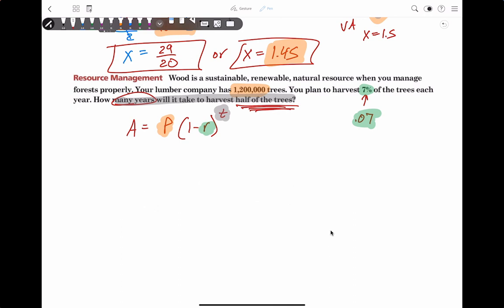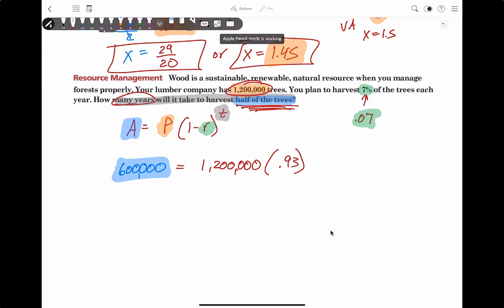So if we want to harvest half the trees, then we're going to end up with half of what we started with. Okay, so half of that 1.2 million will end up becoming 600,000. And that's the amount that we're going to set over here as the result amount. Okay, so the result is going to be half the trees, so I'm going to set that to 600,000. And then we're going to have 1.2 million, and it's going to be 1 minus 0.07. Okay. And you could write that as 1 minus 0.07, or you could just write 0.93 if you wanted to. And we're going to raise it to the power of t.